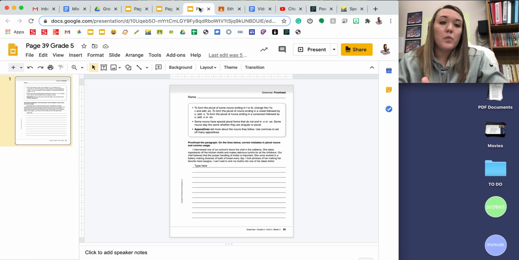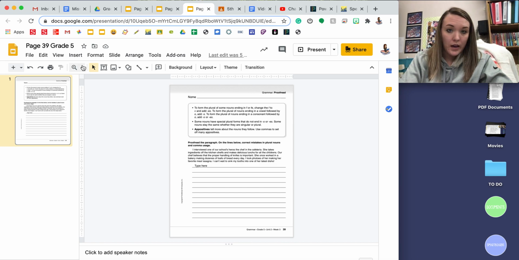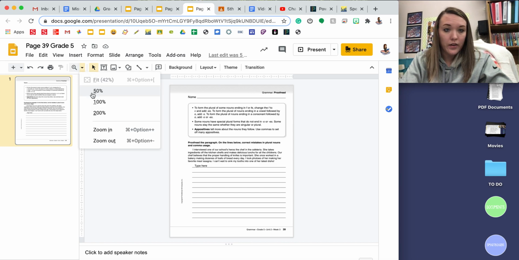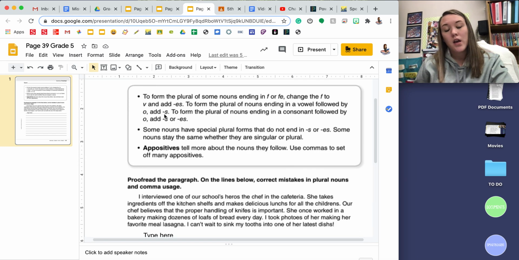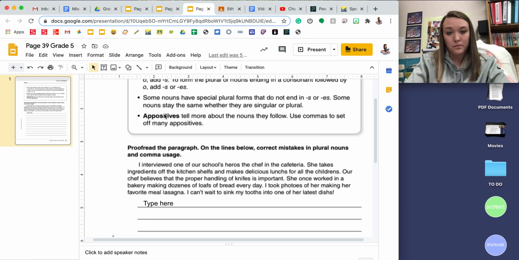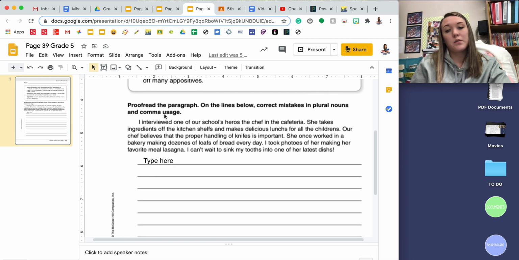Your last page this week is page 39, a proofreading page. So we'll take a look at the first sentence together. The box at the top just goes over all the rules for irregular plural forms, collective nouns, and then appositives. The directions on this page say to proofread the paragraph, and on the lines below, correct any mistakes in plural nouns and comma usage. The first sentence says, I interviewed one of our school's heroes, the chief in the cafeteria. The chef, not the chief, Mrs. Feathers.